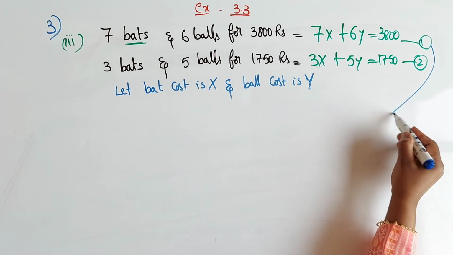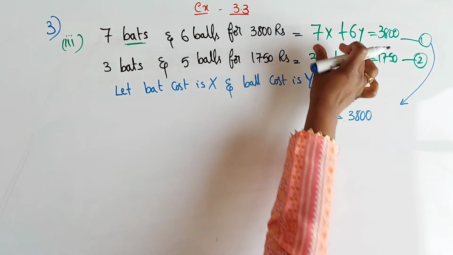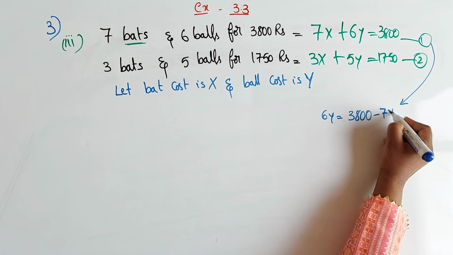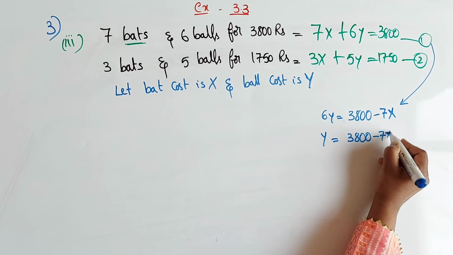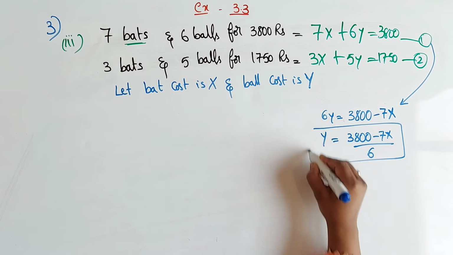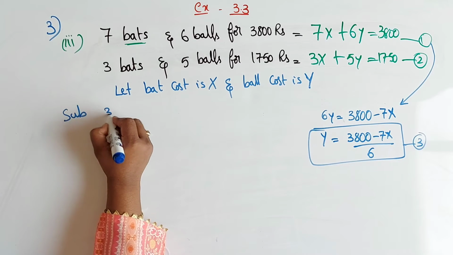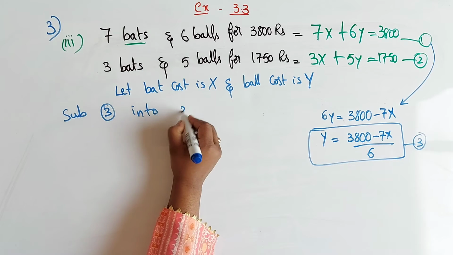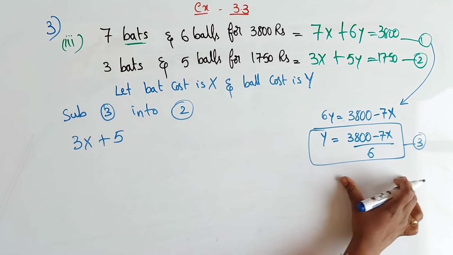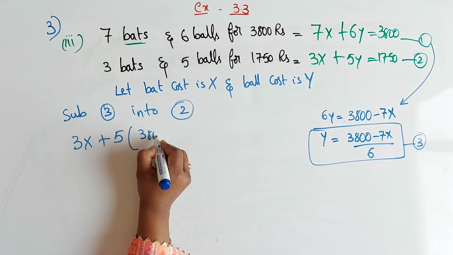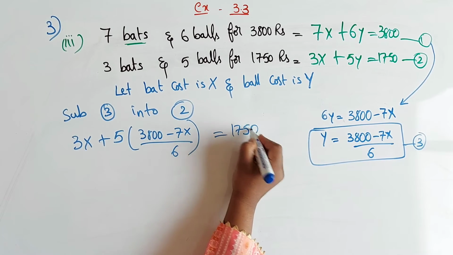From the first equation, children, we can write 6y equal to 3,800. This 7x will go to the right hand side, minus 7x. Correct, children? Now y equal to (3,800 minus 7x) divided by 6. This is equation 3 from equation 1, children. Now substitute this equation 3 into equation 2. 3x plus 5y. In place of y, we are writing this one: (3800 minus 7x) divided by 6 equal to 1750 rupees.